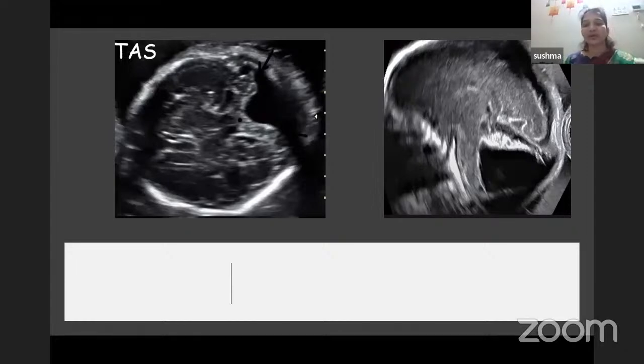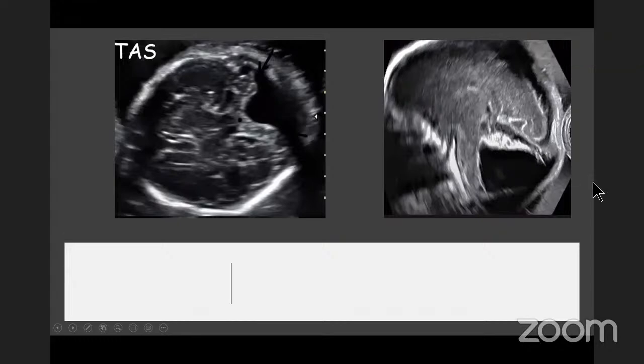So the differentiating point here between Blake's pouch and Dandy Walker is that in Blake's pouch, the vermis is not rotated like this. The vermis, instead of being vertical like this, is rotated to a transverse or horizontal axis. Actually, the rotation is very minimal in Blake's pouch cyst, at around 20 degrees, whereas in Dandy Walker the rotation is very much. And here there is also tentorial elevation.